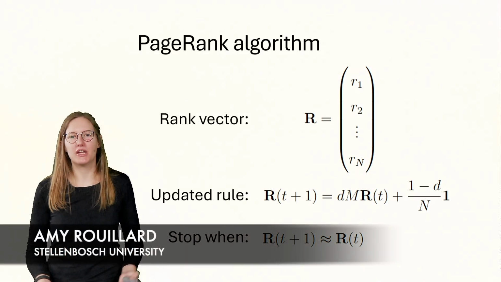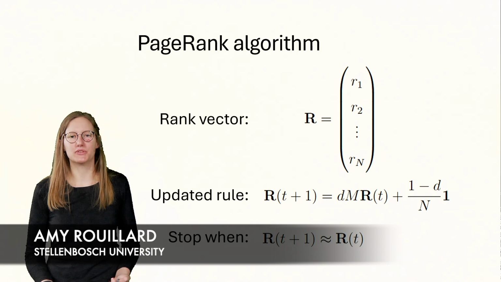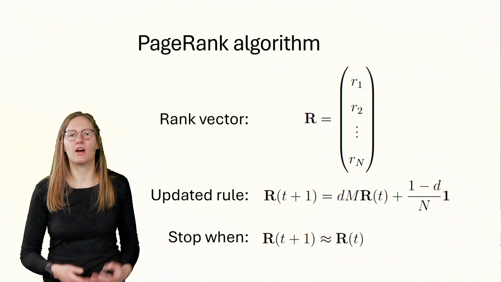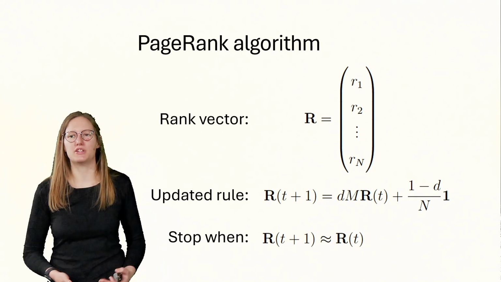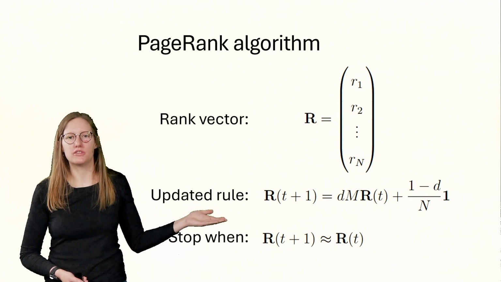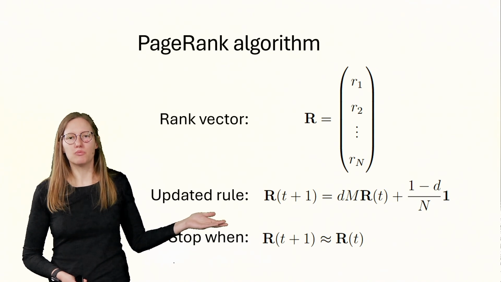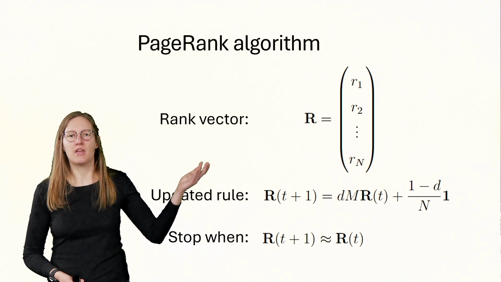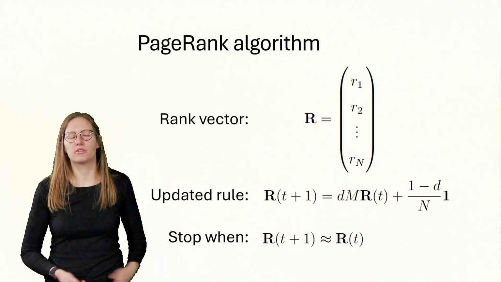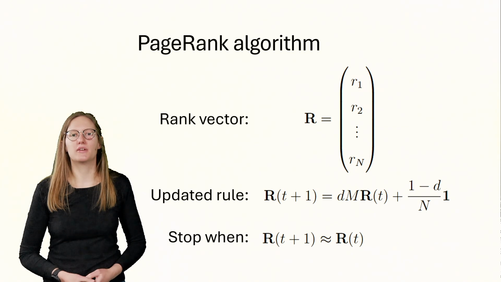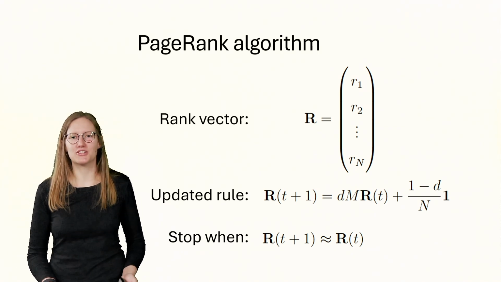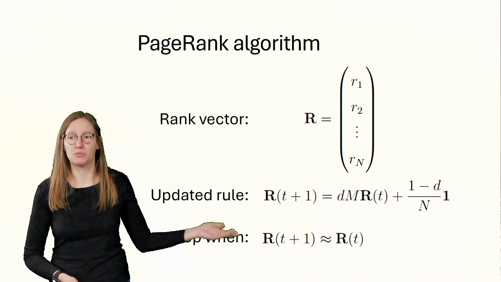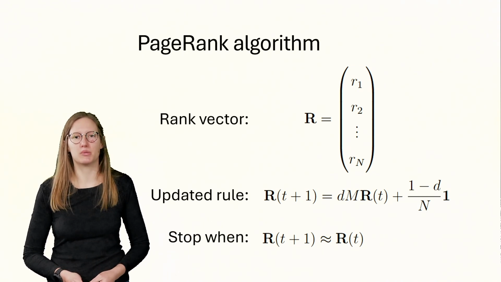So let's look at the PageRank algorithm in a bit more mathematical detail. The PageRank algorithm is an iterative algorithm, meaning that we update the scores at every step, and we do this according to this update rule. The scores are stored as a vector R, which we call the rank vector. And we'll stop the algorithm when we see that subsequent iterations do not change the value of R. That is, R at the next step is approximately equal to R at the previous step.